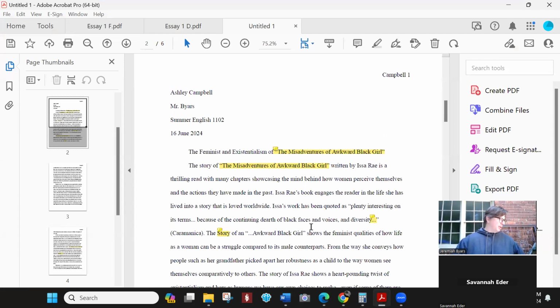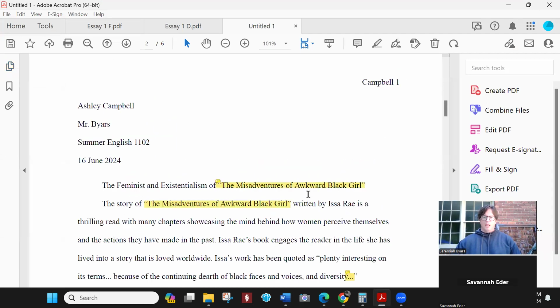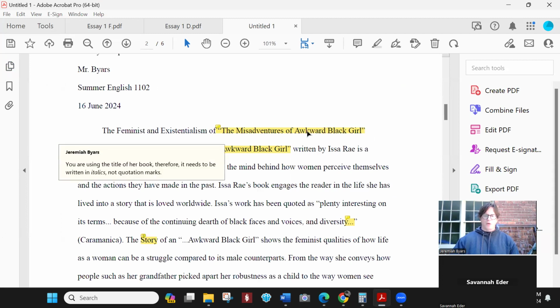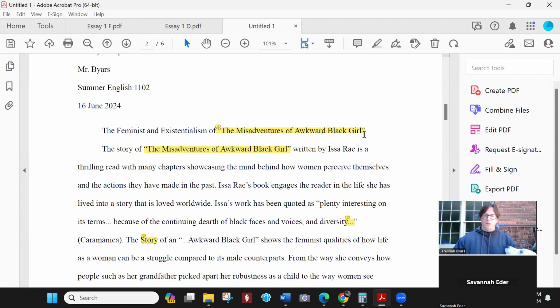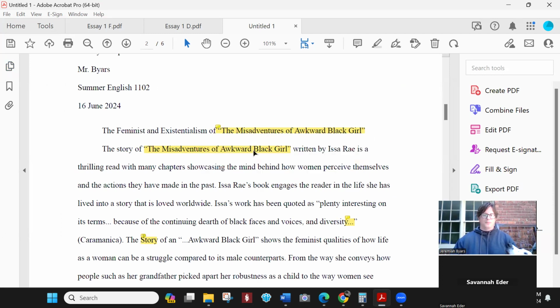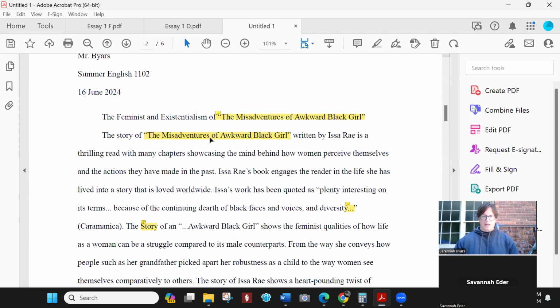a B paper. And here, this one has my comments. It's right here: The Misadventures of Awkward Black Girl. This is the title of the book. Therefore, it needs to be in italics, not quotation marks. Quotation marks are for short stories or chapters from a book, not books. Same thing, repeated, the same error right here.